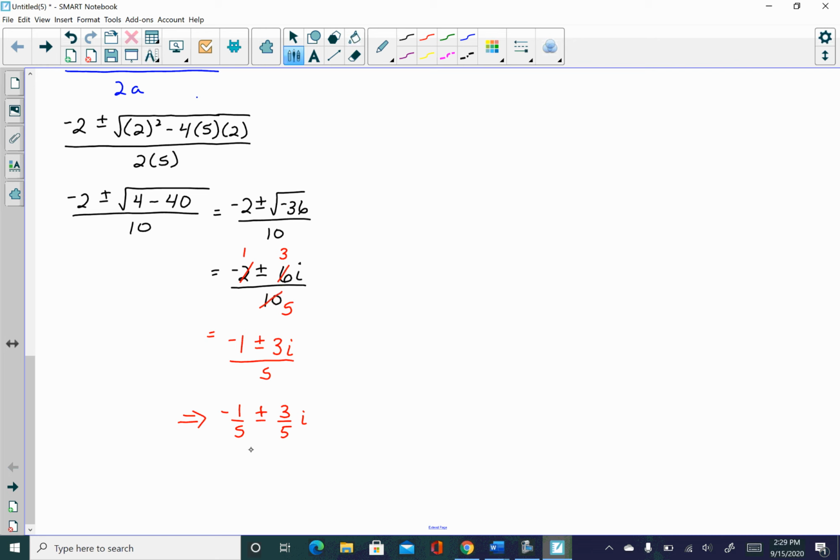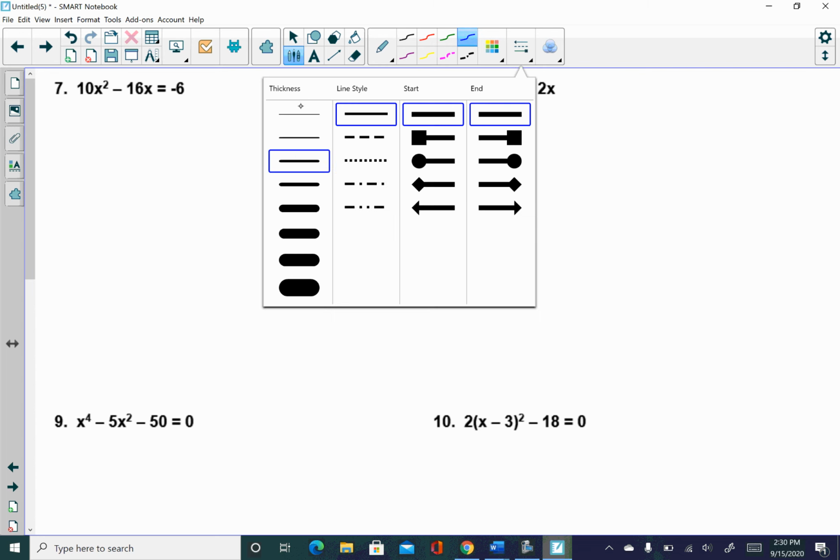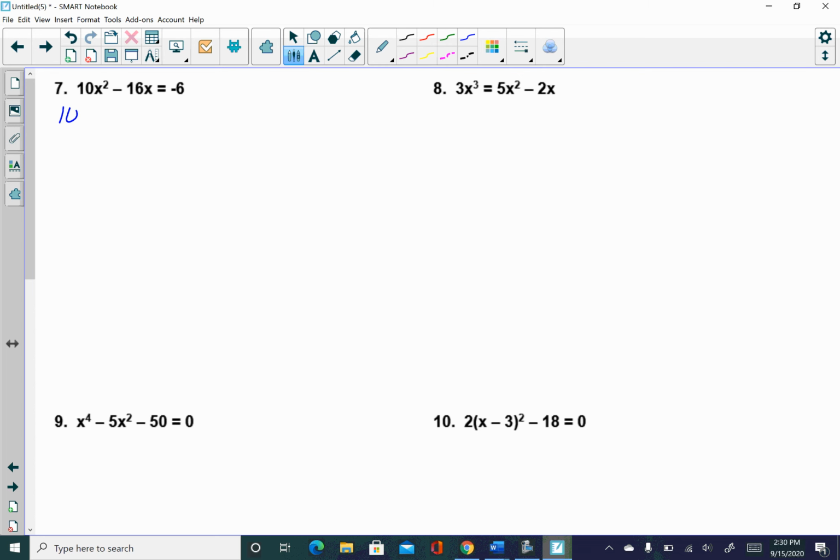Okay? All right, I encourage you, pause the video, you try number 6. And I'm going to flip it on over. Looking at number 7. First thing I want to do is get it equal to 0. I'm still trying to find my zeros here. So I'm going to pull that 6 over. So I have 10x squared minus 16x, and I'm pulling that 6 over, so I'll be adding 6 to both sides, so plus 6 equals 0.